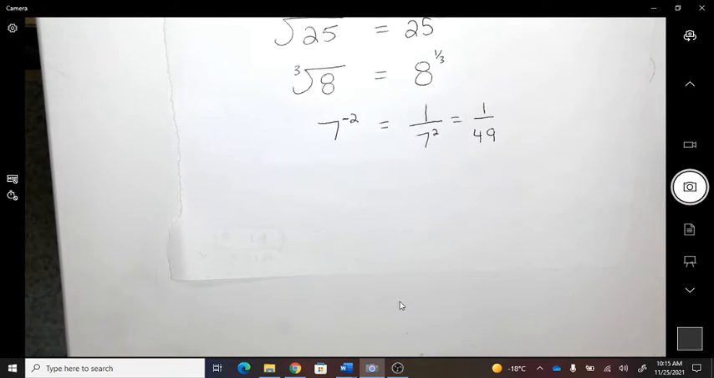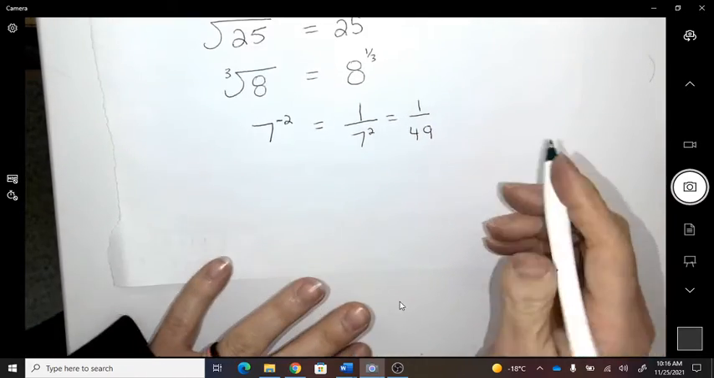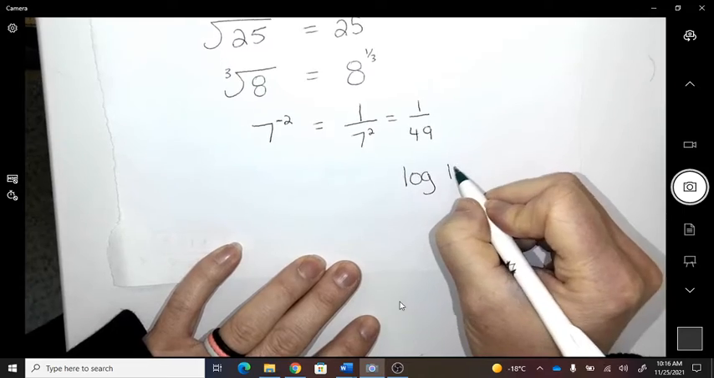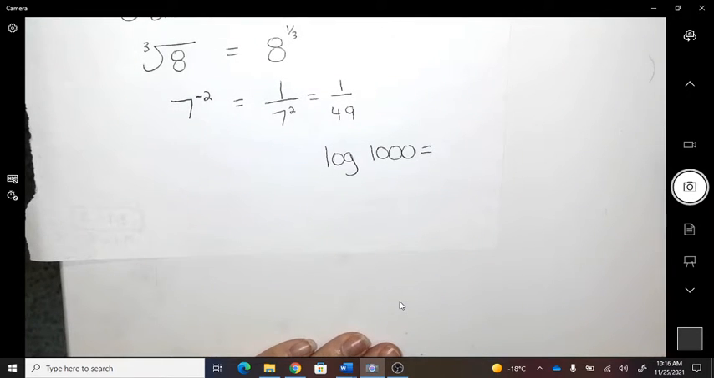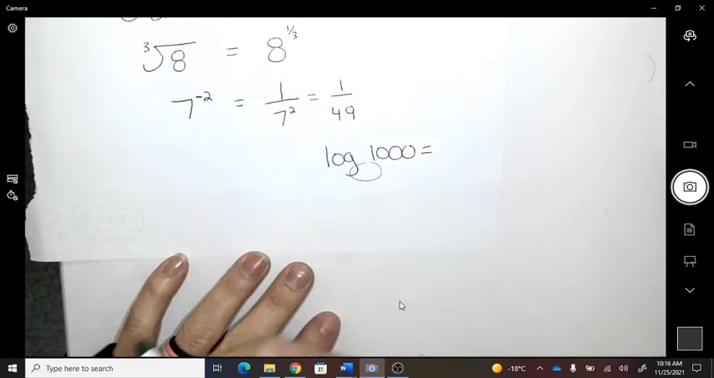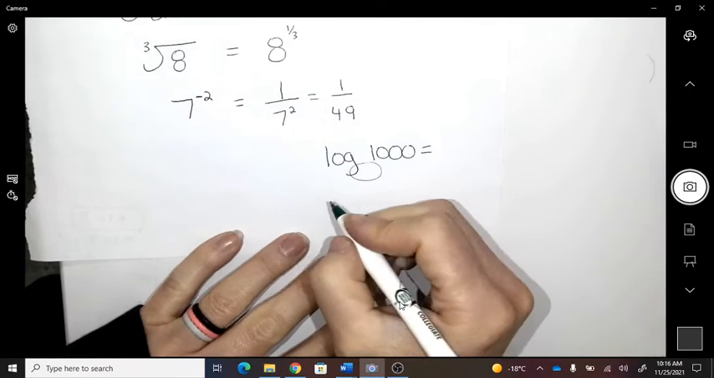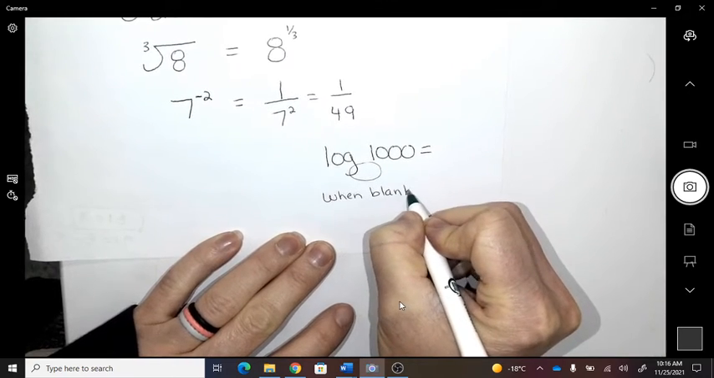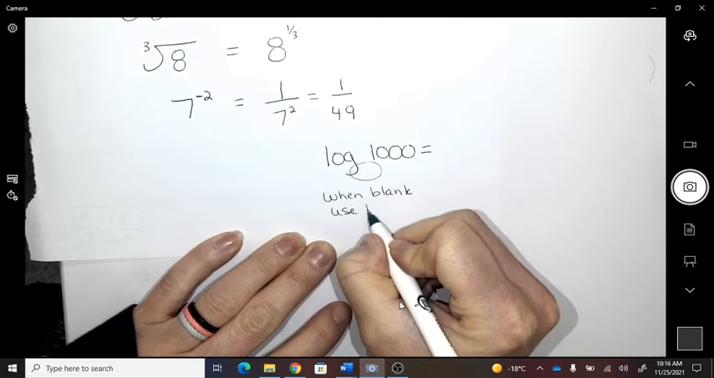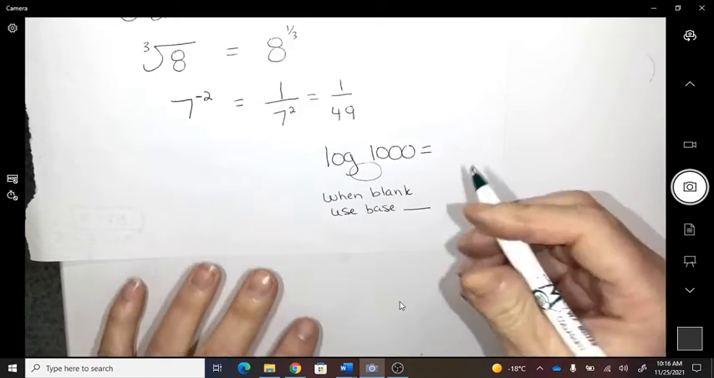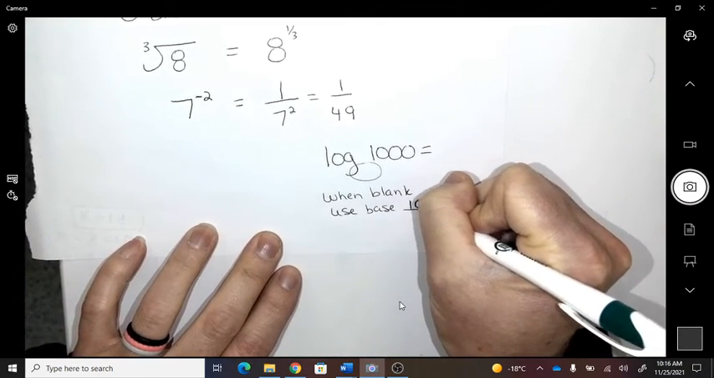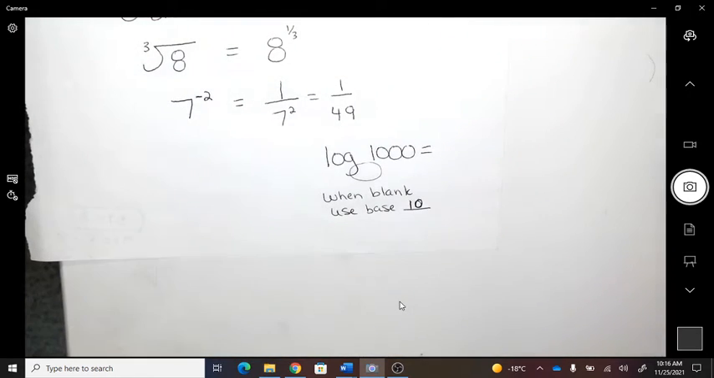Okay, and there's one more log concept here that I want to talk about. Okay, so if I ever wrote this, do you notice how I didn't write a base there? So when that is blank, they're using the normal base number for logarithms, and that is a 10. So they don't write it. It's one of those things that gets assumed.